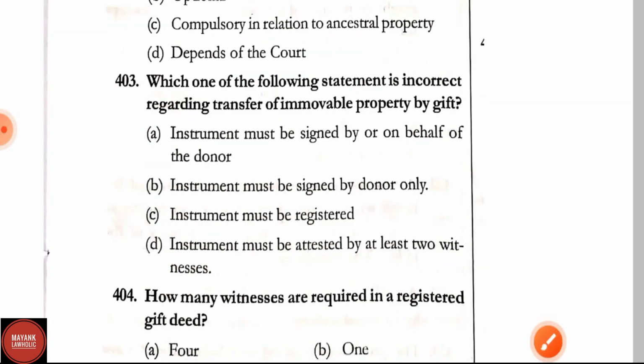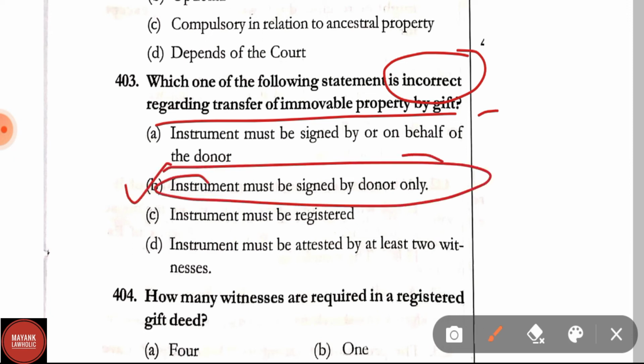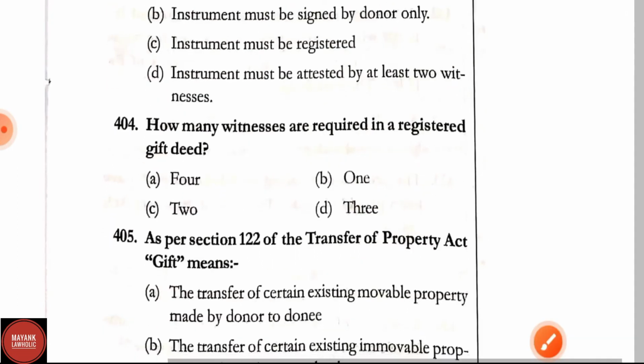Question number 403. Which one of the following statements is incorrect regarding the transfer of immovable property by gift? Options are: instrument must be signed by or on behalf of the donor; instrument must be signed by the donor only; instrument must be registered; instrument must be attested by at least 2 witnesses. Here it has been asked which is incorrect, so option B is incorrect, that the instrument must be signed by the donor only. This is incorrect; both donor and donee will be the right answer.